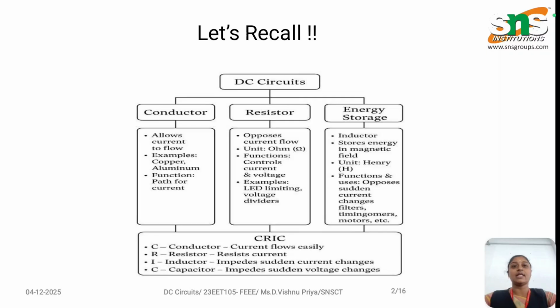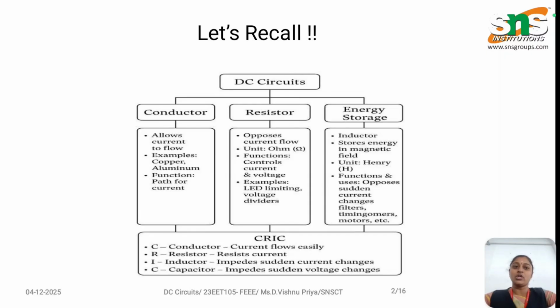A conductor is something that allows the flow of current in circuits. Examples are copper and aluminum, which are the best materials for conductors. And what are resistors? They oppose the flow of current in the circuit. The unit of resistance is ohm, and it controls the current and voltage. For example, LED current limiting and voltage dividers.